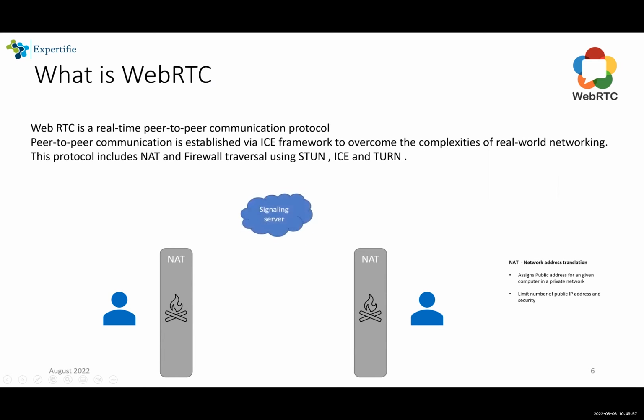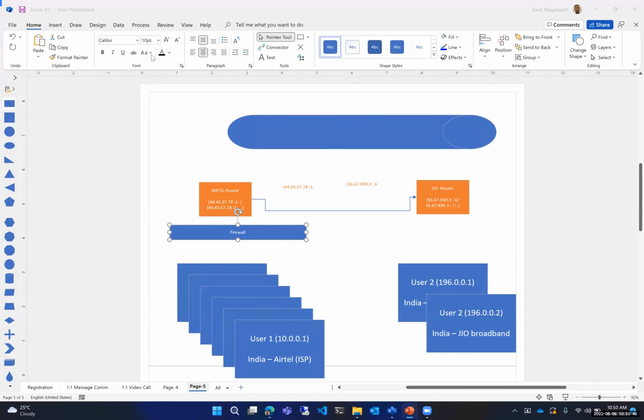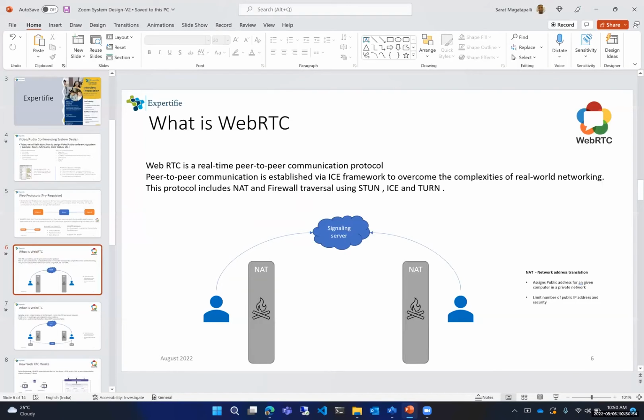So how can it be done? There is something called a signaling server. User one wants to talk to user two, so he sends a message to the signaling server: hey, I am user one, I want to talk to user two. And he will be sending some metadata, which we call SDP, Session Description Protocol. Basically, user one is sending the information about himself to the signaling server. I forgot to add that on the slide, but I'll add it right away. He's sending a message to the signaling server called SDP, Session Description Protocol.